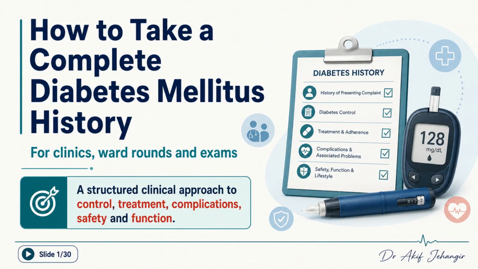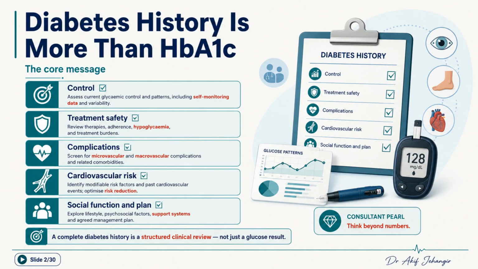Today we'll go through how to take a complete diabetes mellitus history. The important point is this. Diabetes history is not just about asking the latest sugar value. A good history tells you about control, treatment, complications, safety, function, and the patient's real ability to manage the disease. So when you see a patient with diabetes, don't stop at HbA1c.